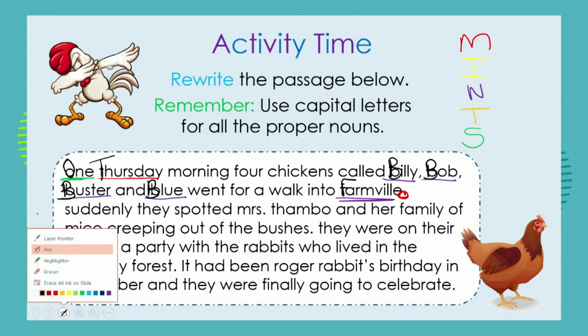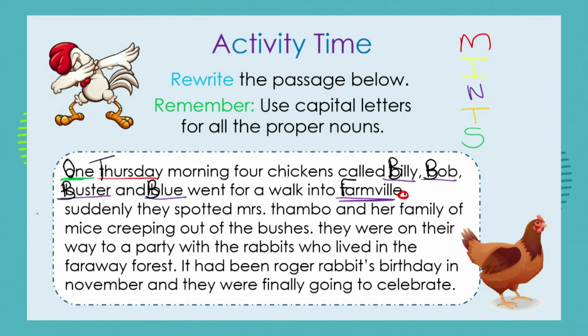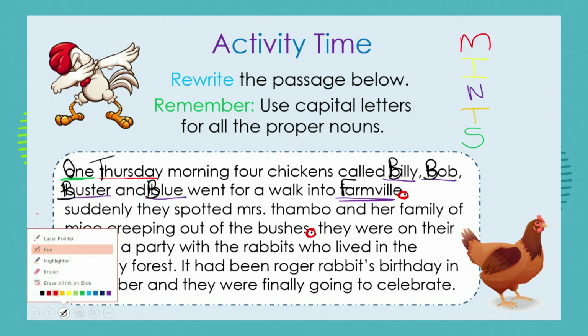So let's look at our next sentence. Remember, red for our M, and our M focuses on months, days, and holidays. So remember, let's find where our sentence ends, and our sentence ends there. So suddenly they spotted Mrs. Tumbo and her family of mice creeping out of the bushes. Okay, so there was no months, days, or holidays, right? So we move to our next one, and we see, are there any I's? No, there are no I's, right?